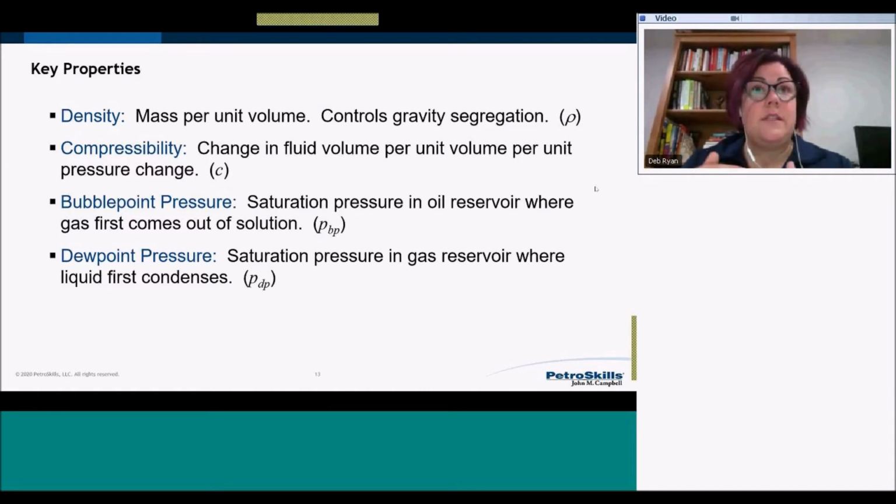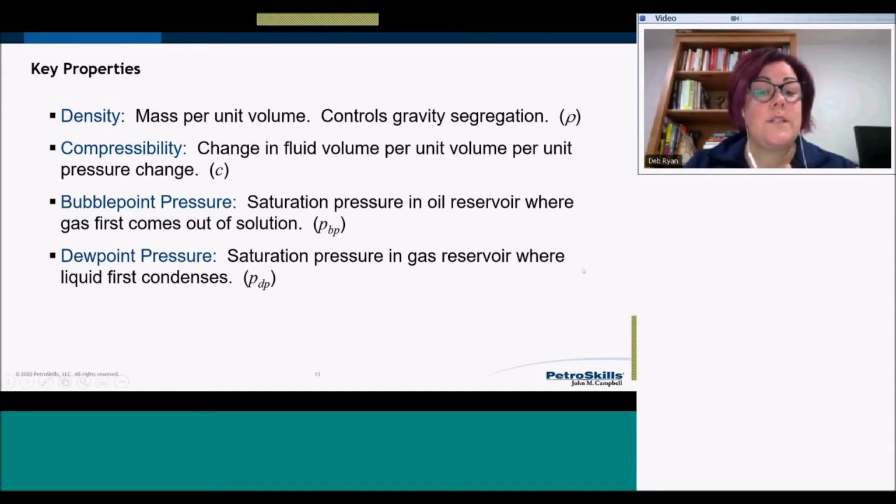We don't tend to see much compressibility change for our waters. So that's also really important in terms of understanding what the change in pressure and volume is going to be, what the change in volume is going to be in our reservoirs and in our reservoir fluids as we deplete and change those reservoirs with pressure and as we move liquids from reservoir pressure to surface pressure.